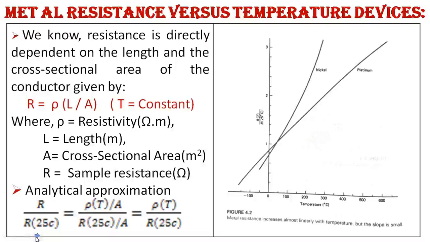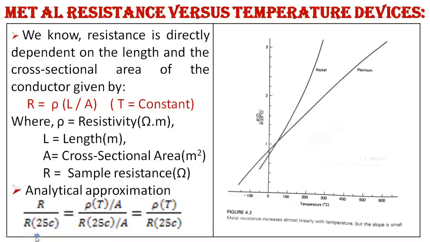We know resistance is directly dependent on the length and the cross-sectional area of the conductor, given by R equals rho L upon A, where the temperature is constant. Rho is the resistivity of the metal, in ohm meter. L is the length of the metal, in meters. A is the cross-sectional area, in meter square, and R is the sample resistance in ohm.